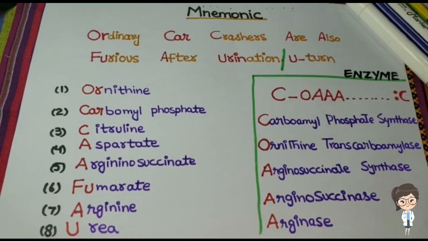If we talk about their enzymes, just remember the baby cry sound, which is "ooh ah". So we can see C, ooh, ah, ah. C is for carbamyl phosphate synthase, O is for ornithine transcarbamylase. The first A shows arginosuccinate synthase, while the second A shows arginosuccinase enzyme, and the last A shows arginase enzyme.